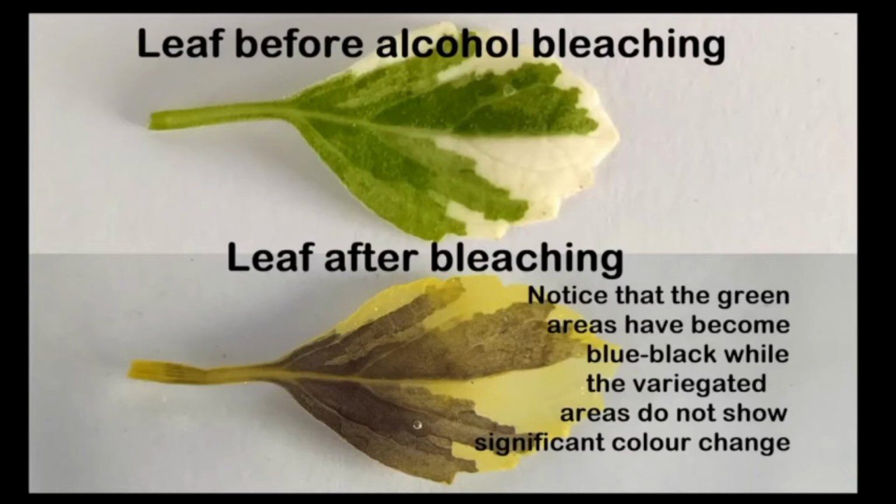So what does it mean? Photosynthesis has taken place only in the green parts, whereas the other areas do not show any significant color change. So that's how we can conclude that chlorophyll is necessary for photosynthesis, right?